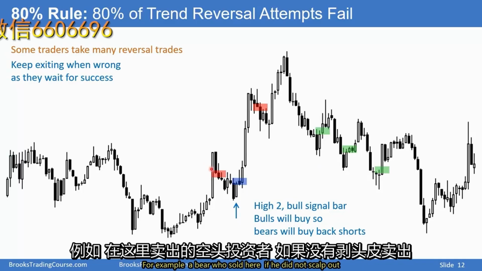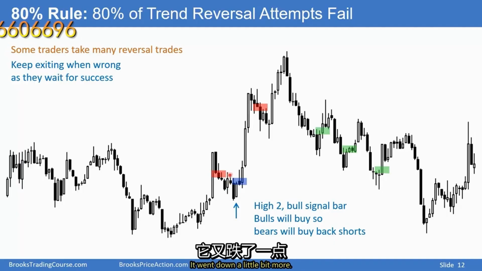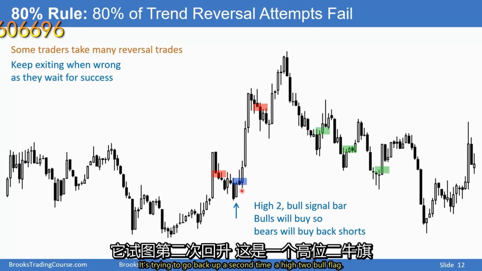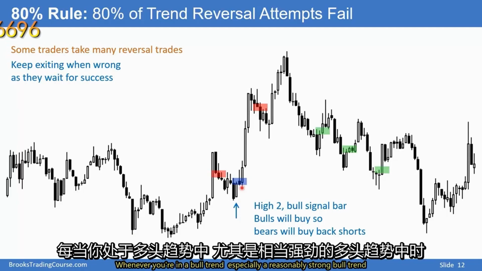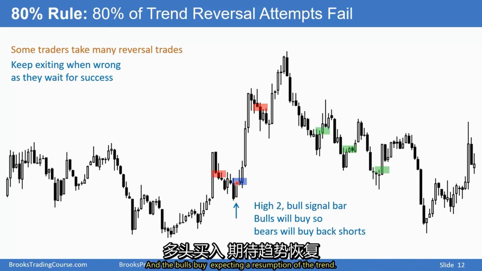For example, a bear who sold here, if he did not scalp out, the market tried to go back up here. It went down a little bit more. It's trying to go back up a second time, a high 2 bull flag. Whenever you're in a bull trend, especially a reasonably strong bull trend, and you get a high 2 buy setup with a good-looking buy signal bar, the bears get out above that buy bar. And the bulls buy, expecting a resumption of the trend.